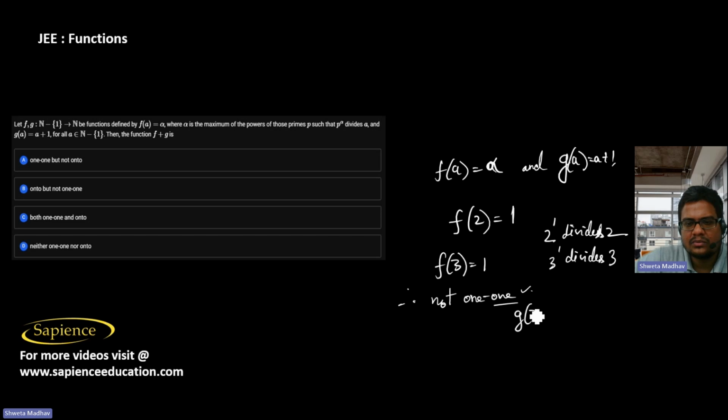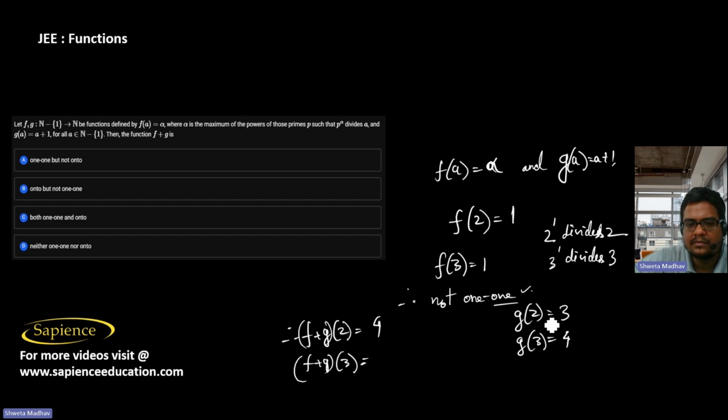And g of 2 will be equal to 2 plus 1, that is 3, and g of 3 will be equal to 4. So f is not 1-1, but therefore f plus g of 2 will be equal to 1 plus 3, that is 4. And f plus g of 3 will be equal to f of 3 plus g of 3, so that is 5. So it means f plus g is 1-1.